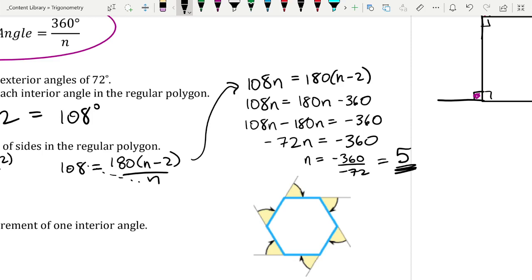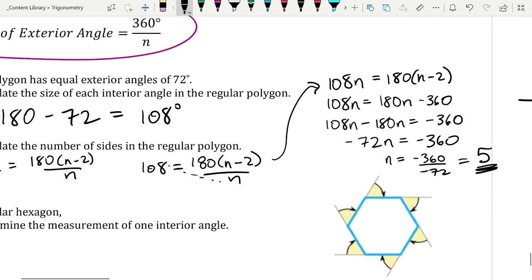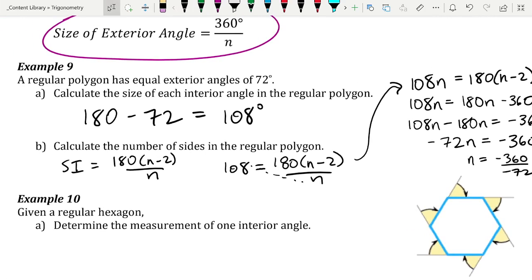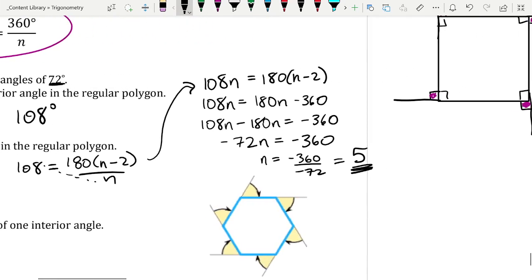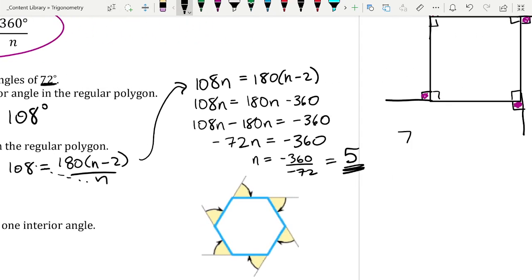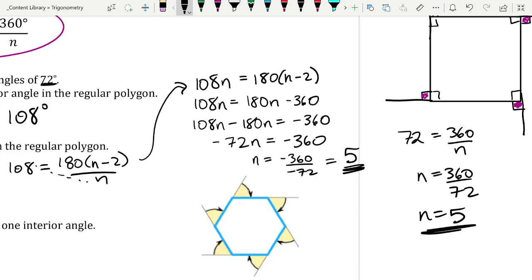Is there another way I could have found that answer without doing all that algebra? Oh yeah. Again, I've got more than one tool in my toolbox. What did I find out? I found out that the exterior angles were 72. They gave me that. So the other way I could have done this question was to say that the exterior angle was 360 divided by n, and then cross-multiplied. And hey, look at that. That's basically the same calculation I had here. I don't really care which way you get it, as long as you figured out that it was a 5.